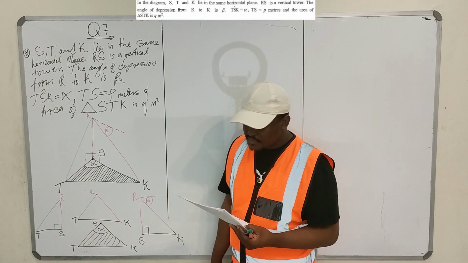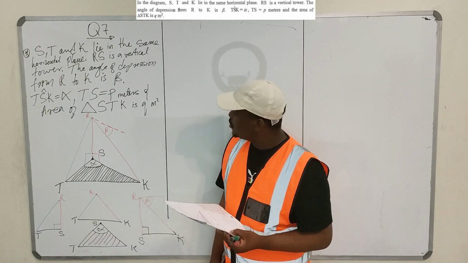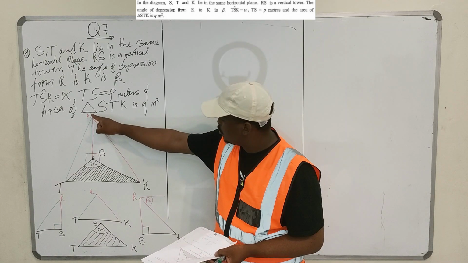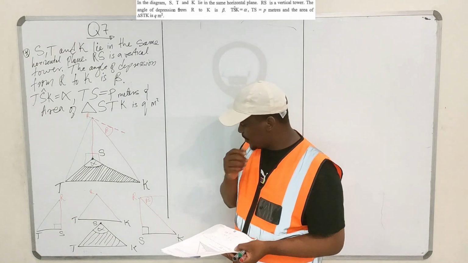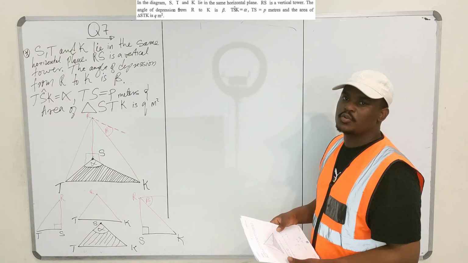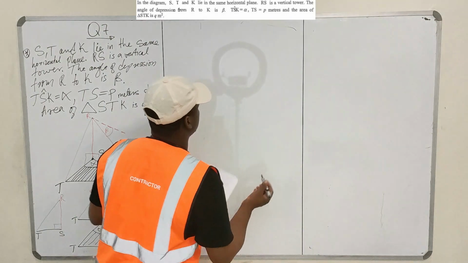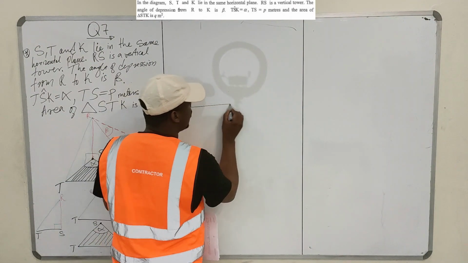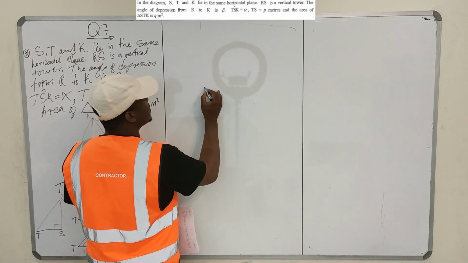No problem. They're saying the angle of depression from R to K is beta. What do they mean by that? I'm sure you have dealt a lot with the angle of inclination, the angle of elevation. So the angle of elevation, let's say this is you. Let me draw you. So let's say this is you over here.